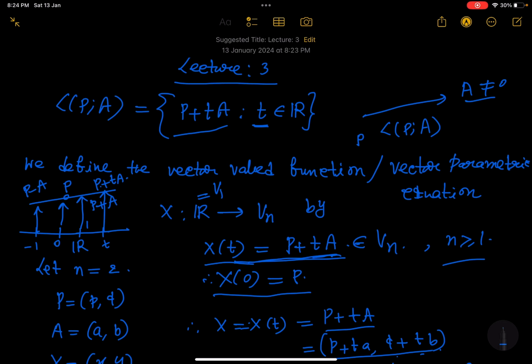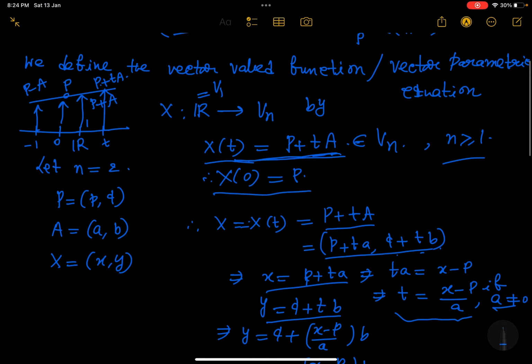Let n equal 2 and we set 3 points. Basically one is capital P, another is capital A, and the third one is capital X, basically P plus tA, which will also be in V2 for n equals 2. So let capital P be small p comma small q, capital A be small a comma small b, and capital X be small x comma small y.